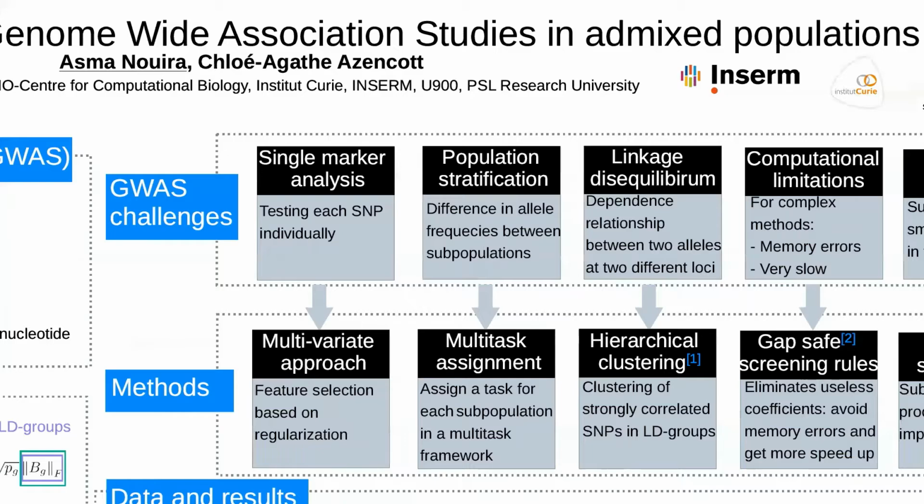Then we have also linkage disequilibrium, that represents an additional issue, where adjacent SNPs on the same chromosomes can be correlated. To deal with that, we used hierarchical clustering to obtain groups of strongly correlated SNPs. So then we can perform feature selection at the LD group level instead of the SNP level.